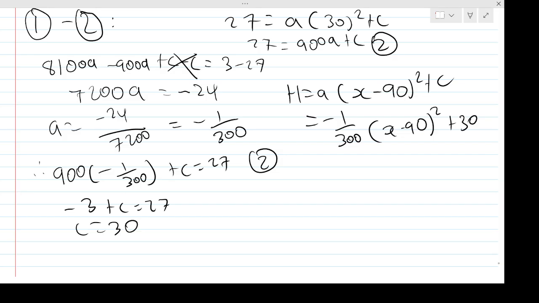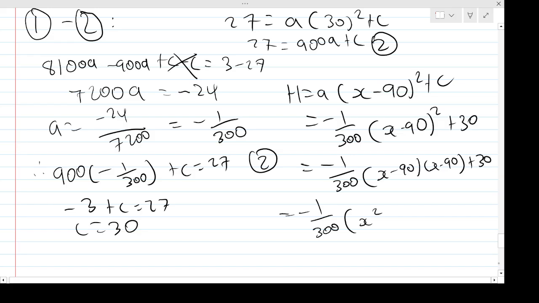And again, to make it actually look exactly like a quadratic, I can then expand it to be minus 1 over 300, X minus 90, X minus 90, plus 30. That's going to be minus 1 over 300, X squared, minus 180X, plus 90 squared, which should be 8,100, plus 30. And then if I expand that out, I'm going to get left with minus 1 over 300 X squared, take times 100 minus 180.